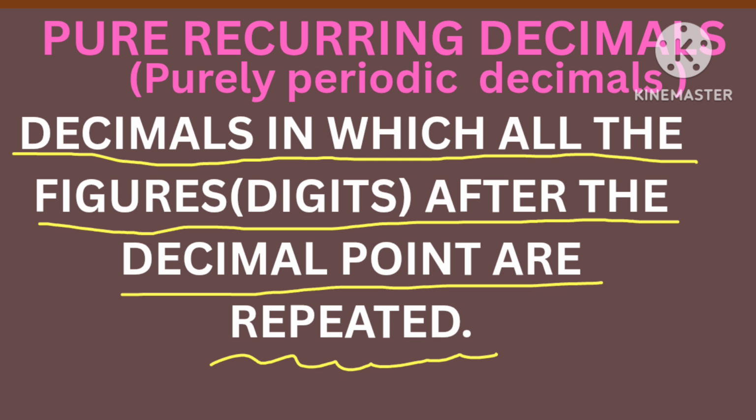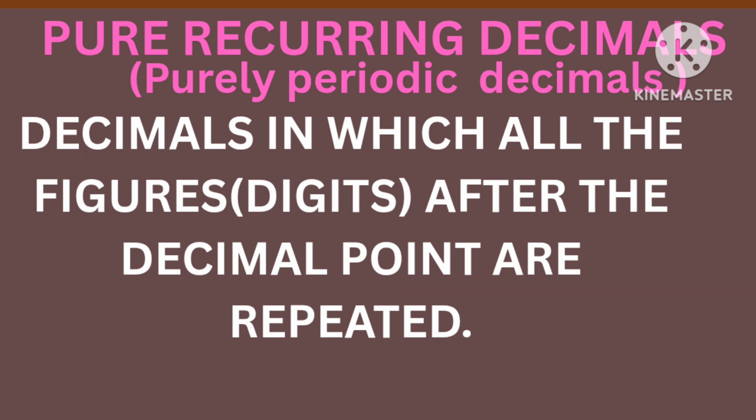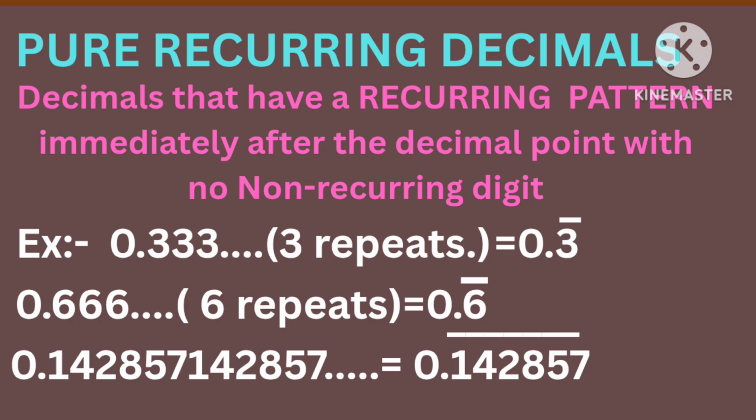Pure recurring decimals are decimals in which all the figures or digits after the decimal point are repeated. Means if you consider the decimal and after decimal point, if all the digits or all the figures are being repeated, then we say that the decimal is of the type pure recurring decimals.